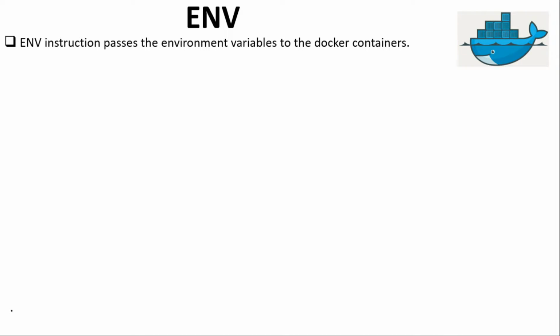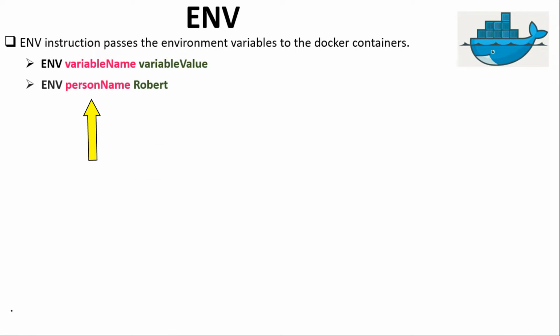And friends, the way of specifying the ENV instruction inside the Dockerfile is very simple: the ENV keyword, then the variable name, and then the variable value. For example, to specify an environment variable with the name person name, we will write ENV and then the variable name, which is person name, and then the variable value, which is the actual name of the person.